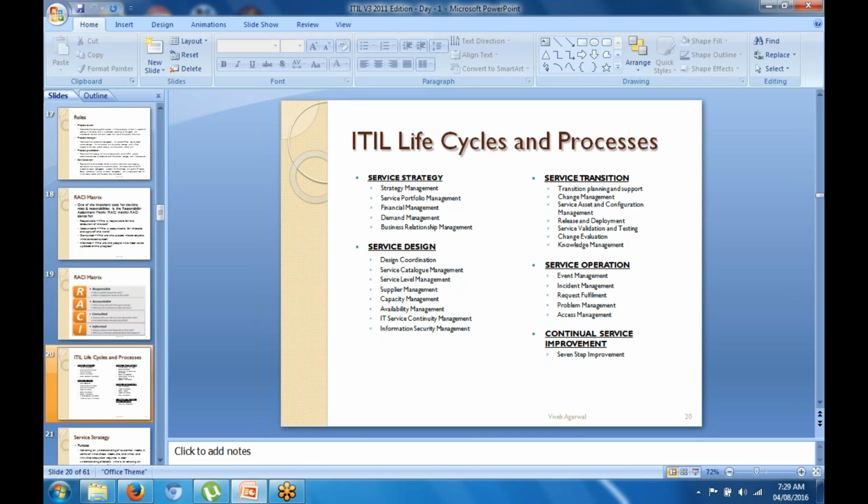Service strategy. Under service strategy process, we have strategy management, service portfolio management, financial management, demand management, and business relationship management. Now strategy management, as we discussed yesterday, in this process, first of all we design our strategy. Say you want to open a new hospital or a new restaurant. I'm giving you a hypothetical example. For an IT also you do a strategy management.